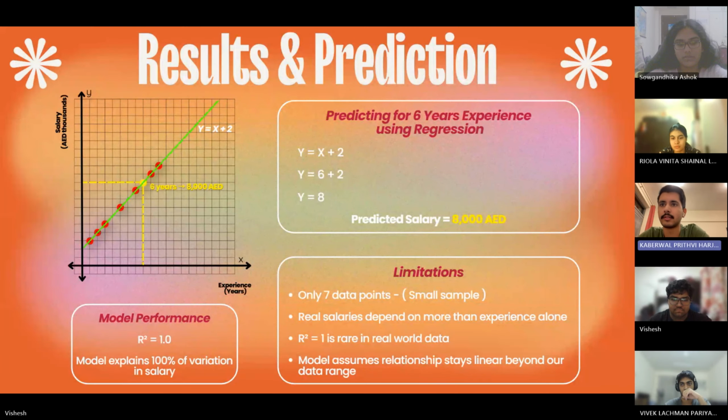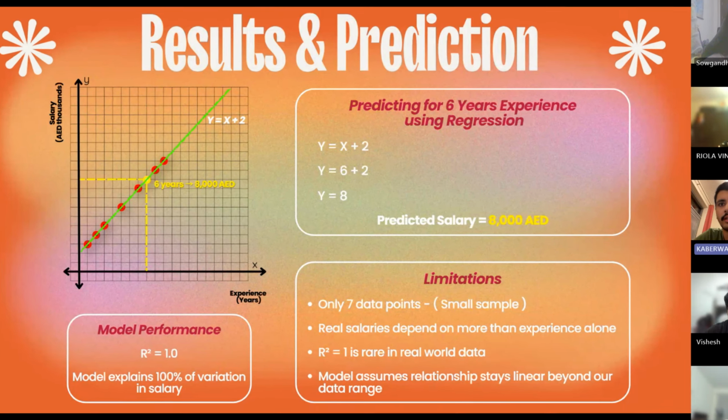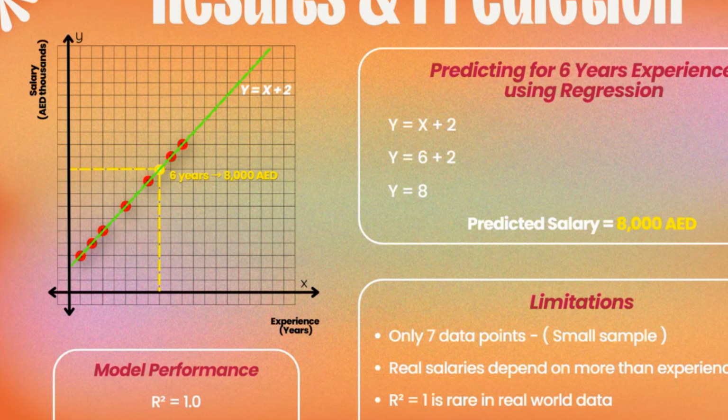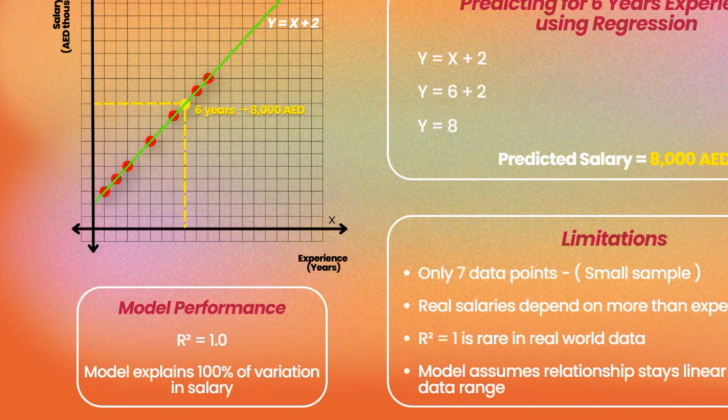All right, so these are the results and prediction. On the left, you can see the graph on which the points are plotted, and the line y is equal to x plus 2 is the linear regression equation that we have over here. For the model performance, R square is 1.0, indicating that the model explains 100% of variation in salary. R square is 1.0, which means that there's no error in explaining the variation in salary, and every single point comes on the line y is equal to x plus 2.